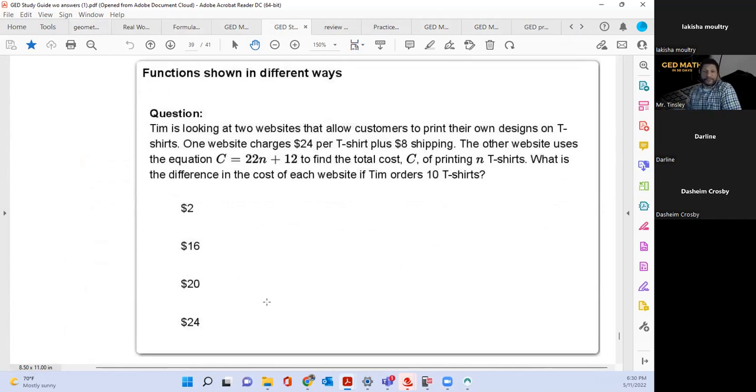Okay, this is a word problem. Now we're going to do it by hand and we're going to use the calculator. So Tim is looking at 2 websites that allow customers to print their own designs on t-shirts. One website charges $24 per t-shirt plus $8 shipping. The other website uses the equation C equals 22N plus 12 to find the total cost C of printing N t-shirts. What is the difference in the cost of each website if Tim orders 10 t-shirts?